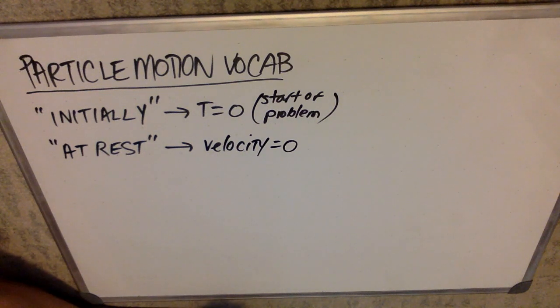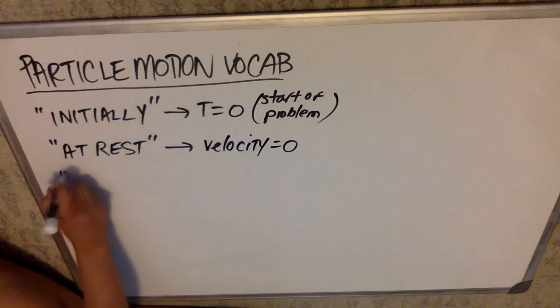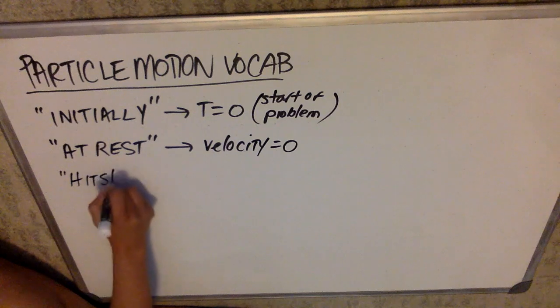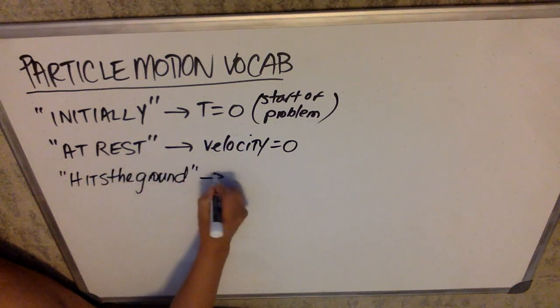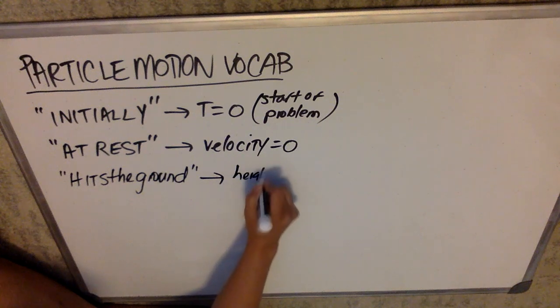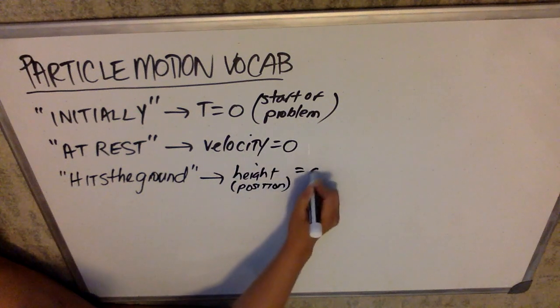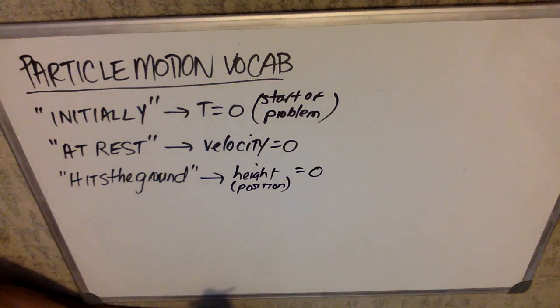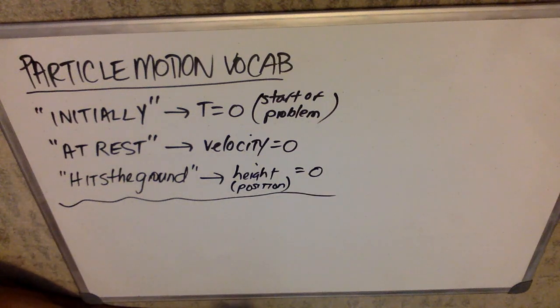Let's see, other things to keep in mind. Those are the two big ones that you're going to see, right? Oh, so hits the ground, right? Hits the ground or hits the water or something like that is going to come up, okay? And that basically means that the height, which is usually your position, is equal to 0, okay? Those are the big ones that you've seen so far, right? That have come up colloquially right now. There are other ones that are going to come up later.